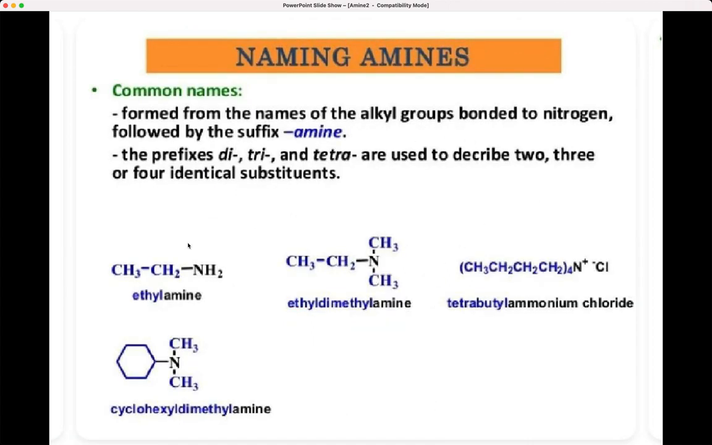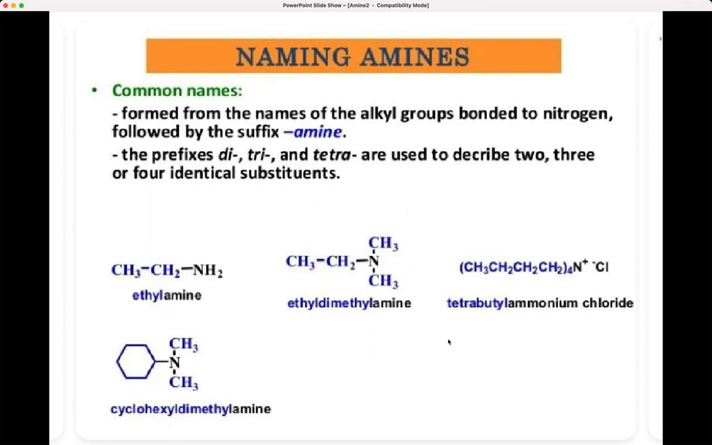Next, naming amines. How do you name amines? Common names are formed from the names of alkyl groups bonded to nitrogen with the suffix amine. The prefixes di, tri, tetra are used to describe 2, 3 or 4 identical substituents. So CH3CH2NH2 is ethylamine. Here, ethyl dimethylamine, CH3CH2 and CH3, CH3. Tetrabutylammonium chloride: you can see tetrabutyl on ammonium, N plus and Cl minus. Cyclohexyl dimethylamine: a cyclic structure with dimethyl, CH3, amine.